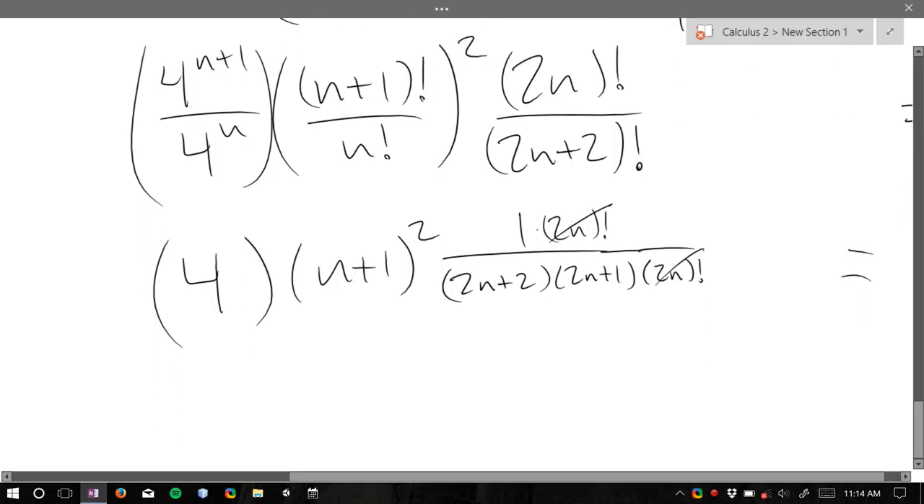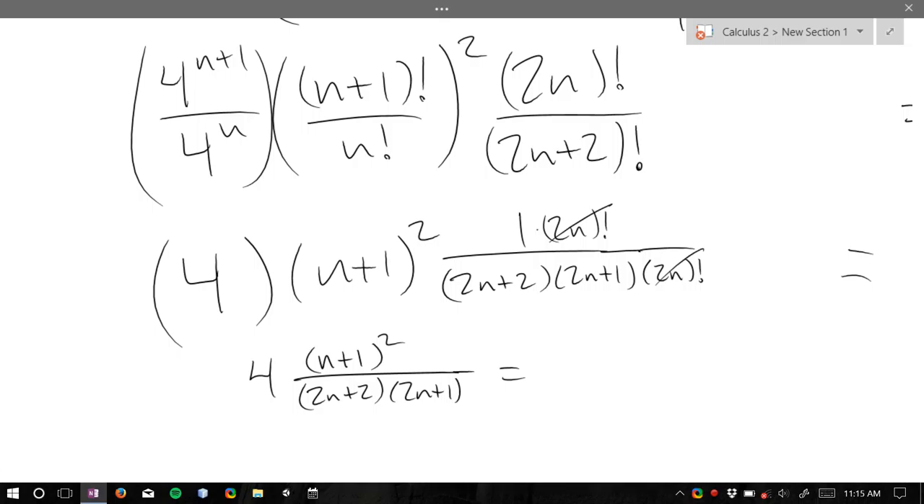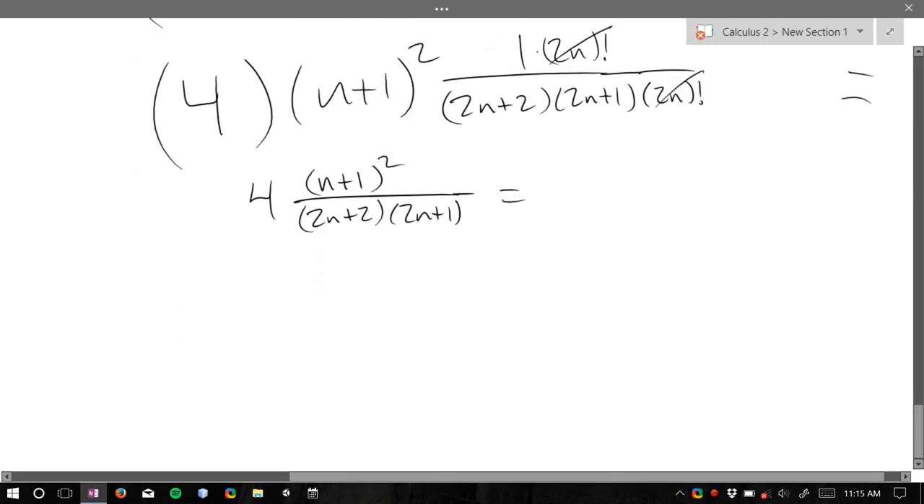So cancel, cancel, and we'll just rewrite this one time. Write it as 4 times n plus 1 squared, over 2n plus 2, 2n plus 1. All right, so this is simplified as good as we're going to get with algebra. So now we're about to apply a limit. So here's our rho equals the limit as n approaches infinity. We got another 4 here also.